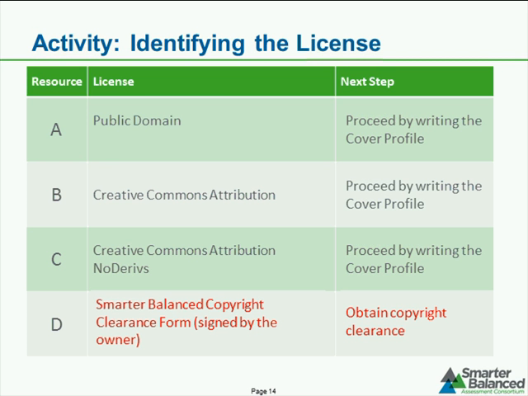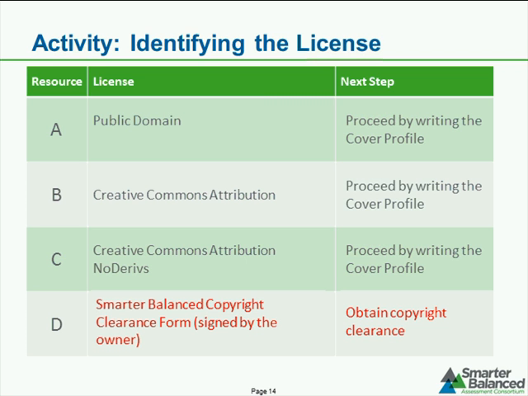So let's go over that again. Let's identify the license. For A, that was a public domain. Your next step would be just go right ahead and write the cover profile. B, that was a Creative Commons attribution. And with that one, again, no copyright clearance forms necessary. Just go right ahead and write the cover profile.